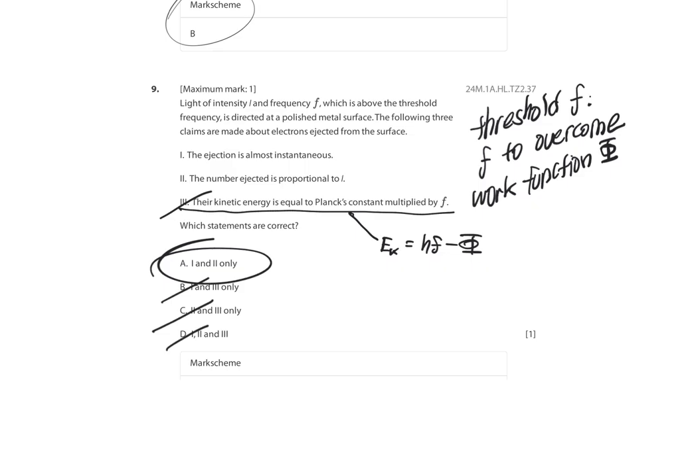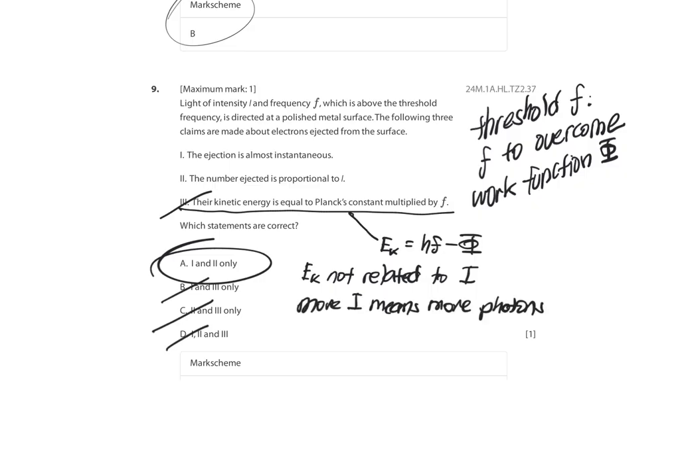Now it's like, what's the deal? Ejection of the electron is almost instantaneous. Okay, but the number ejected is proportional to the intensity. The intensity had no effect on the electrons' energy. It's talking about the number ejected, not their energy. The energy is not related to I. But if you imagine that electrons are being emitted because of the impact of photons, a greater intensity means more photons, which means more electrons, more current.